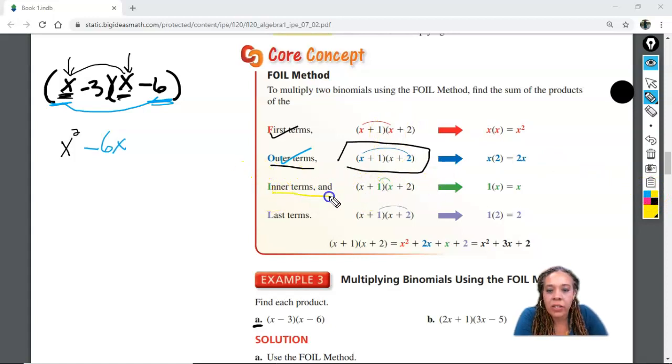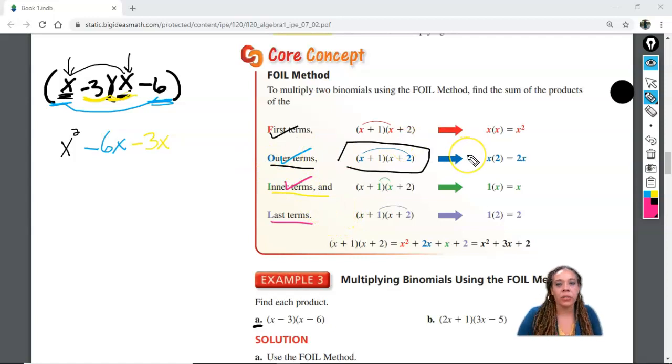All right. So the inner terms are literally the opposite of the outer terms. These are the ones that are inside. So if you notice, the two terms snuggled inside all these parentheses are -3 and x. So -3 and x, you multiply those, gives you -3x. So I write minus or -3x. All right. And then my last group, there we go, are my last terms.